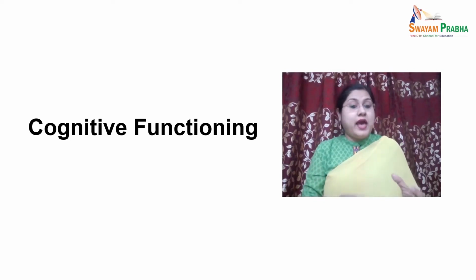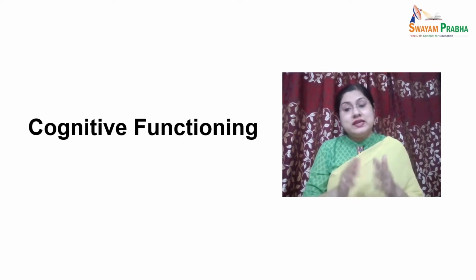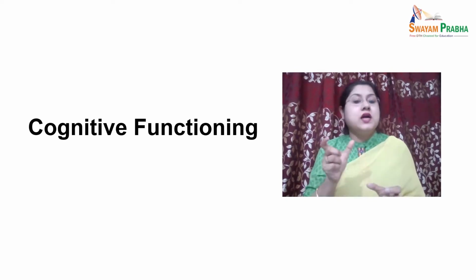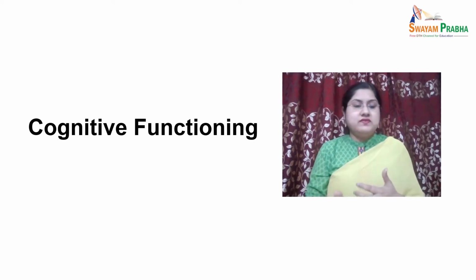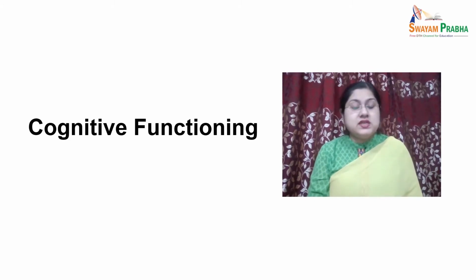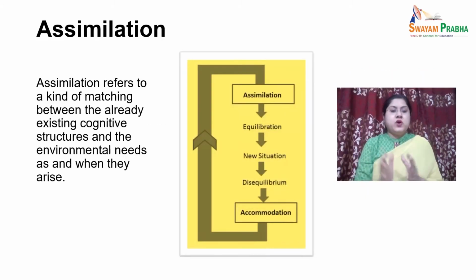So schema has to be changed whenever there is a different situation. So the task of such adaptation is carried out through the process of assimilation and accommodation. And we are going to have a discussion on what exactly this assimilation and accommodation mean. So first of all, let us see what is assimilation.